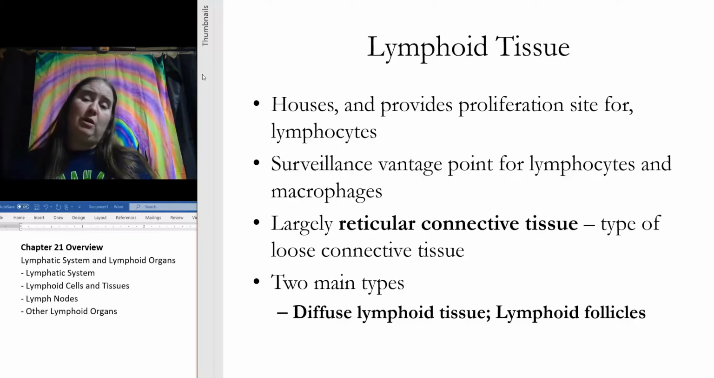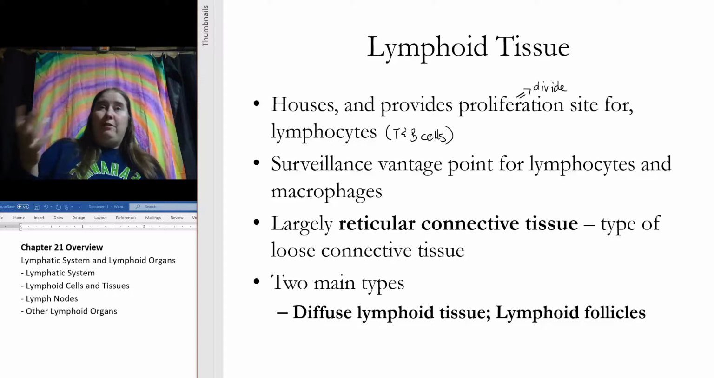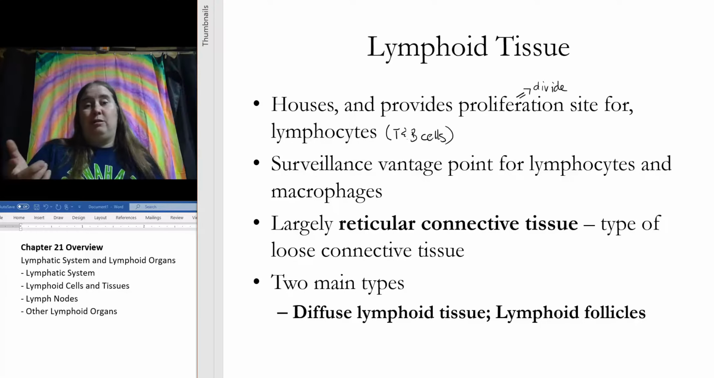So our lymphoid tissue houses and provides an area where our lymphocytes, remember these are our T and B cells, can divide or proliferate. Proliferate just equals divide. So what this lymphoid tissue does is provide an area of surveillance for these lymphocytes and these macrophages. Because you have all of your cops patrolling your body, which is our immune system, but they need an area where they can survey what is going on.